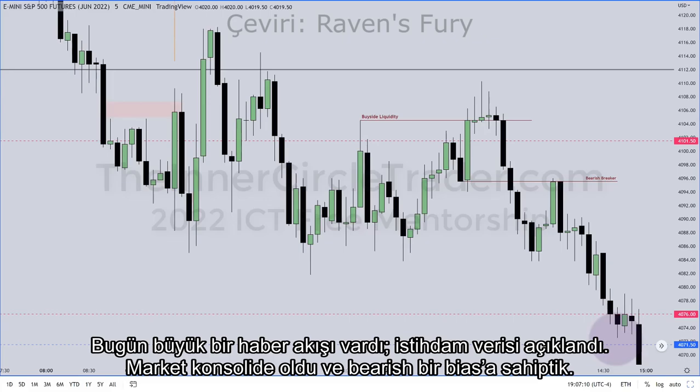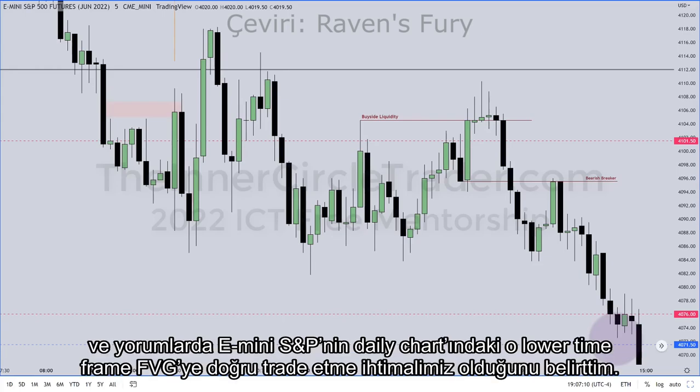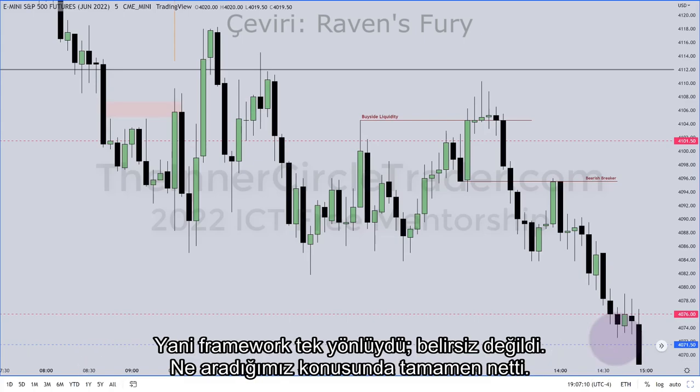Today, we had a big news event. We had employment data. The market consolidated. And we had a bearish bias. We were looking for 4070 based on my experience. I was generous enough to give that to you beforehand with commentary suggesting that we would trade down to that lower time frame fair value gap on the E-mini S&P's daily chart. So the framework was one-sided. It was not ambiguous. It was specific about what we were looking for.